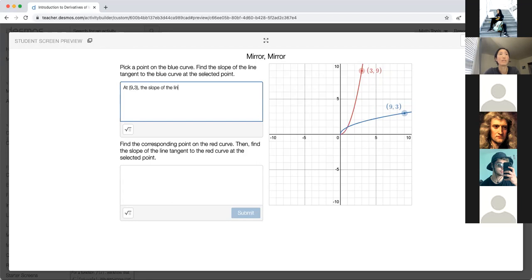of the line tangent is, maybe this is where we bring in some math type. We can say, let's see, f prime of x, or f prime of 3. What's the formula for the derivative of the square root of x? That was a mouthful. Sorry, 9, not 3.